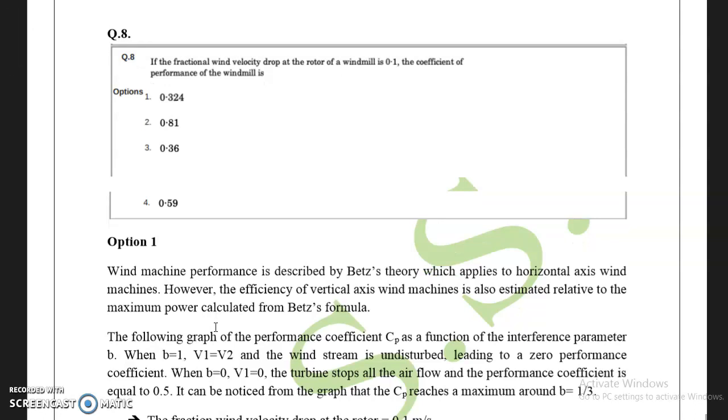Question number 8. Very interesting, and this is from the unit Energy, which is one of the very important units from numerical point of view, because these days 1 or 2 numericals are always asked in exam from this unit. So question 8 says, if the fractional wind velocity drop at the rotor of a windmill is 0.1, the coefficient of performance of the windmill is.